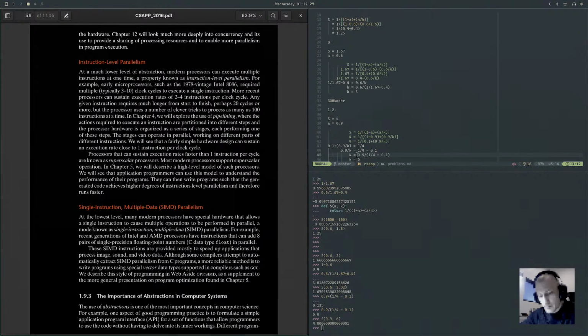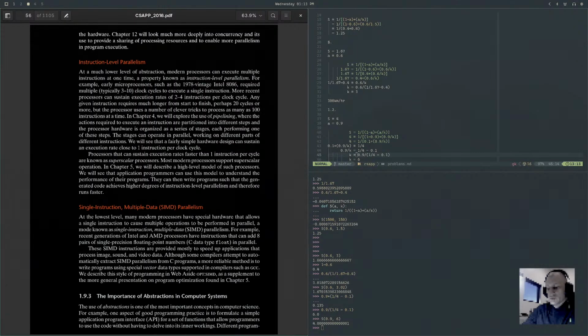For example, early microprocessors such as the 1978 vintage Intel 8086 required multiple, typically 3 to 10 clock cycles to execute a single instruction. More recently, processors can sustain execution rates of 2 to 4 instructions per clock cycle. Any given instruction requires much longer from start to finish, perhaps 20 cycles or more, but the processor uses a number of clever tricks to process as many as 100 instructions at a time.